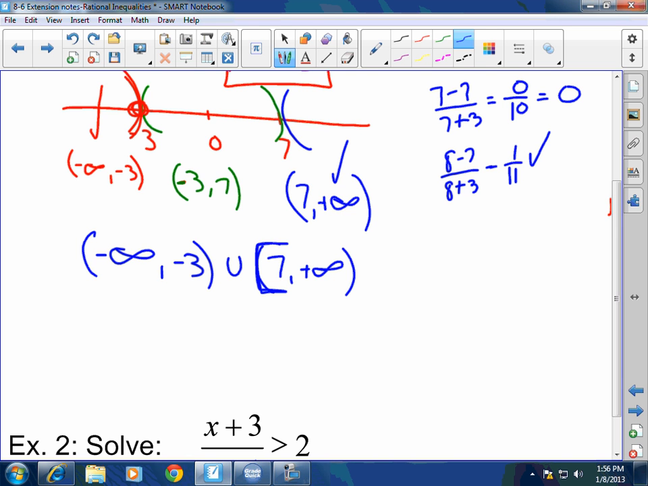Okay, because here, when I use 7, did I get a negative? I got a 0, right? 0 is neutral. So if it's neutral, it's the same thing as being positive. If it came out negative, then it wouldn't have been a solution.